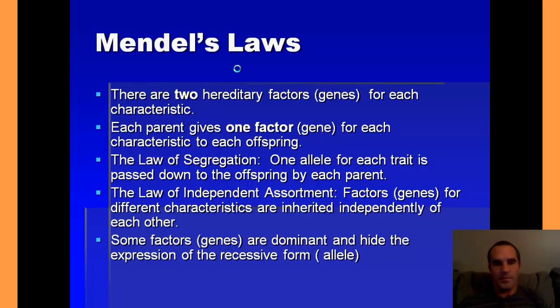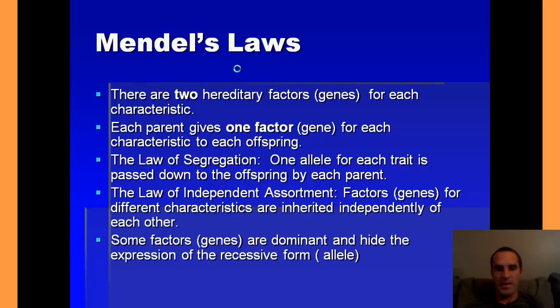So there's some of Mendel's laws. There's 2 factors, which we now call genes, for each characteristic, and that could be height or color, etc. Each parent gives 1 factor to the offspring, and then he came up with 2 laws. There's the law of segregation, and that says that each allele, each factor for each trait, is passed to the offspring by each parent. So mom passes 1 allele and dad passes 1 allele.